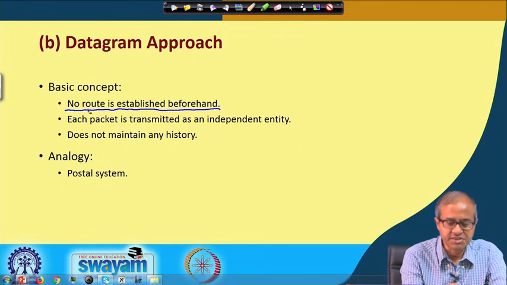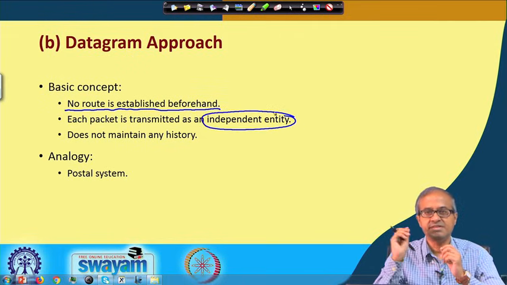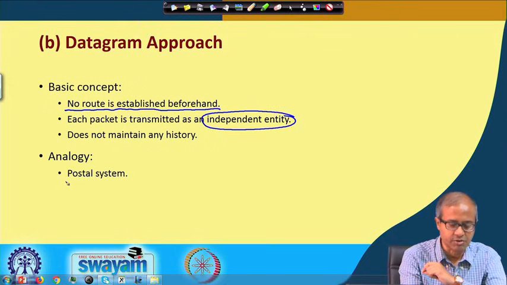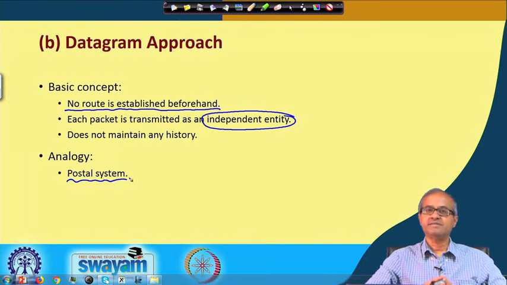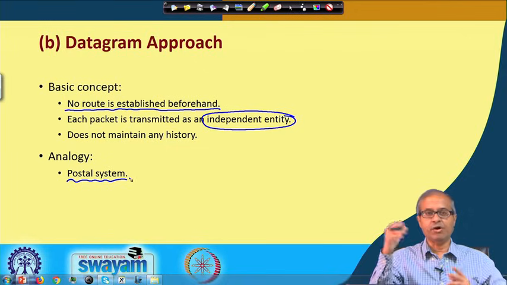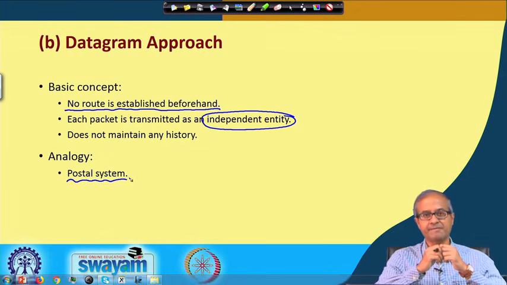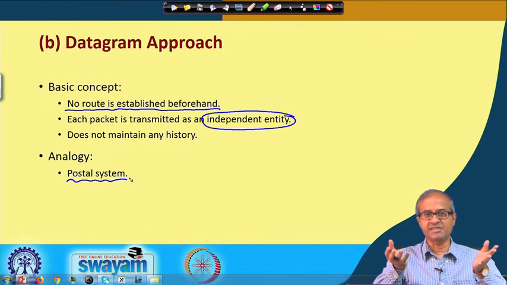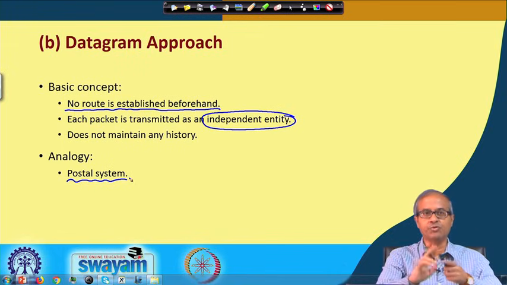Here, because there is no route established, each packet is transmitted as an independent entity. Think of a postal system as an analogy. When you drop a letter in a letter box, each letter is dispatched as an independent entity. You do not know which path the letter is following or how it is going.